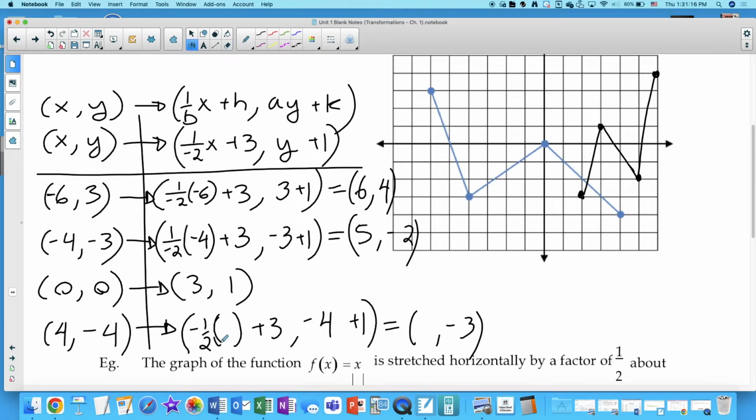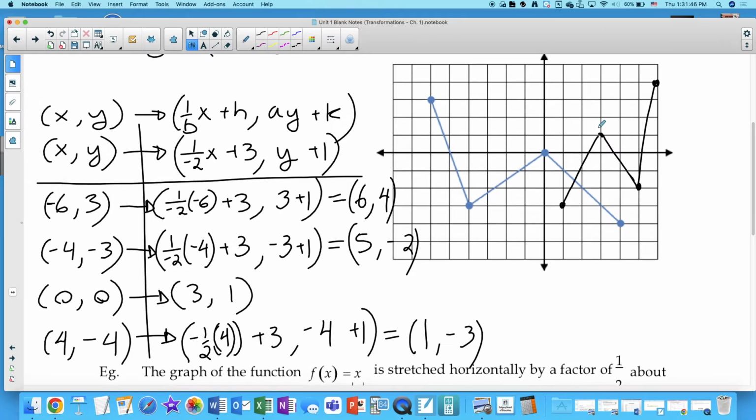Okay, negative a half times 4 plus 3. So negative 2 plus 3 is 1. So that's going to be 1, negative 3. That's okay.